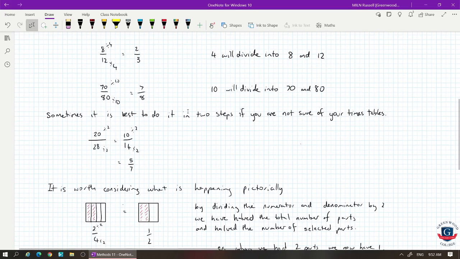Sometimes it's best to do it in 2 steps if the numbers are big or if you're not sure of your times tables. So in the case of 20 divided by 28, we might decide to first halve them. So I've divided both by 2. It's not the highest common factor, but it's an easy one to work with. So 20 divided by 2 will give me 10 on 14. They're both even numbers, so I can still go further. I might divide by 2 again. So 10 divided by 2 will give me 5. 14 divided by 2 will give me 7. I no longer have a whole number common factor, so that will be the number in simplest form.